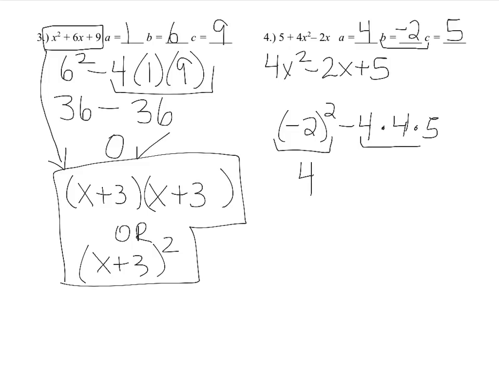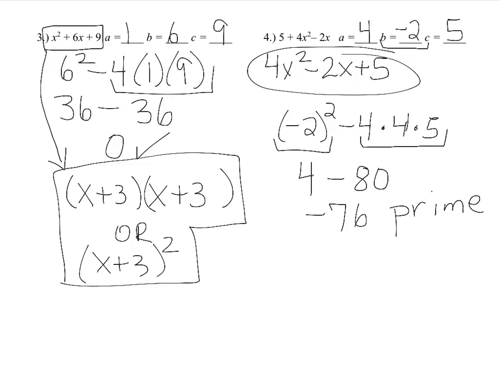And then you multiply 4 times 5, which is 80. So I have 4 minus 80. And 4 minus 80 is negative 76. And negative 76 is not a perfect square. So we would say that this polynomial is prime. And when I say this polynomial, I'm talking about this guy right here. That is prime. We cannot factor that into binomials.